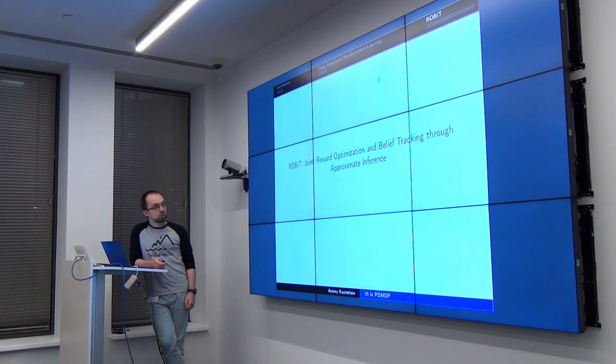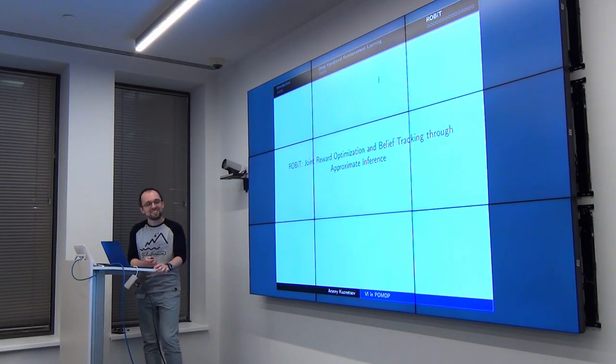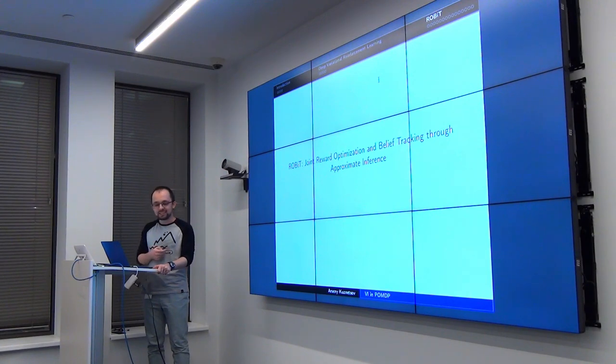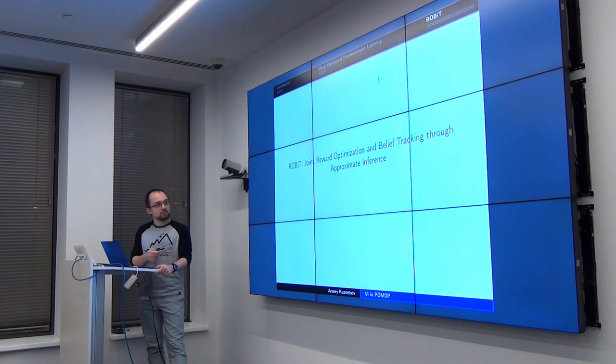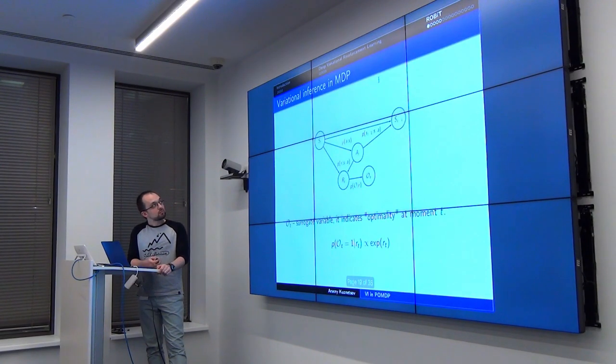Next I'm going to talk about our model, the joint reward optimization and belief tracking. The main idea is to combine variational inference in MDPs, which I have not talked about yet, it's in the next slides, and particle filtering inference in terms of states. So let's talk about variational inference in Markov decision processes.